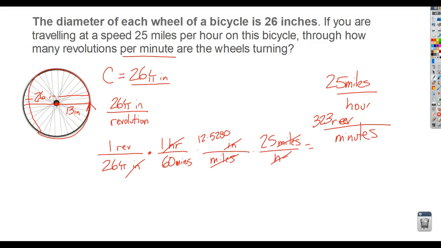It won't be perfect because I rounded this, okay? But here's my final answer there. All right. Hopefully that helps.